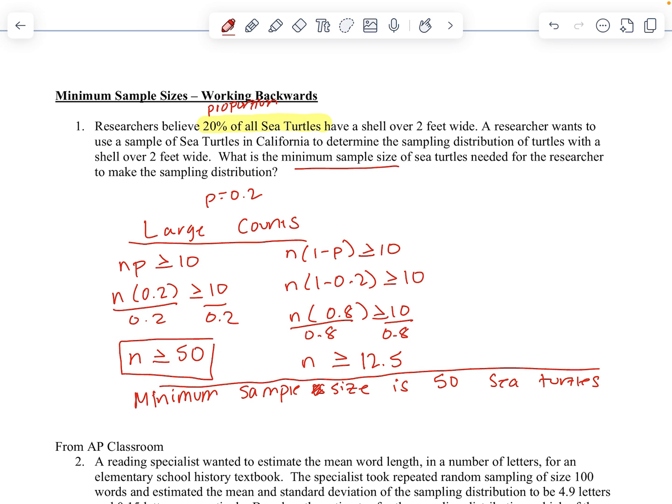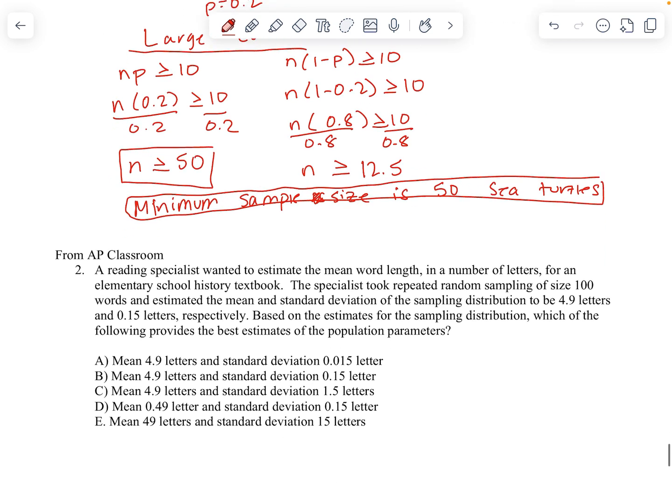If I only needed one of them to be true, then it would just be 13 turtles. But in the large counts property, we need both of them to be met.